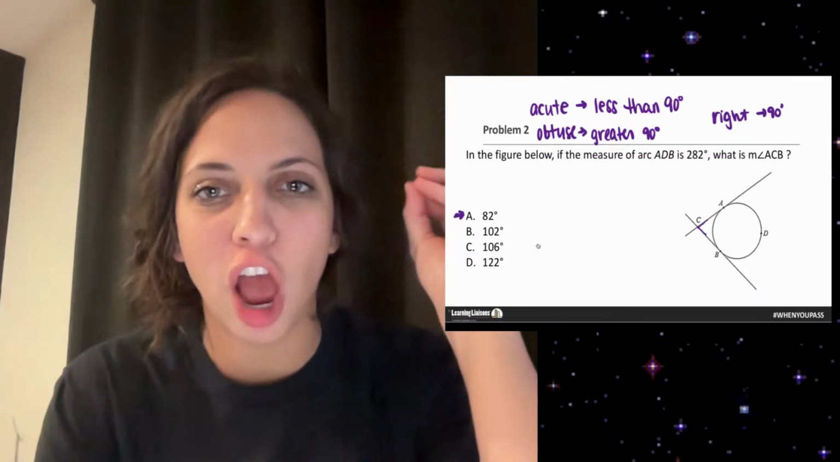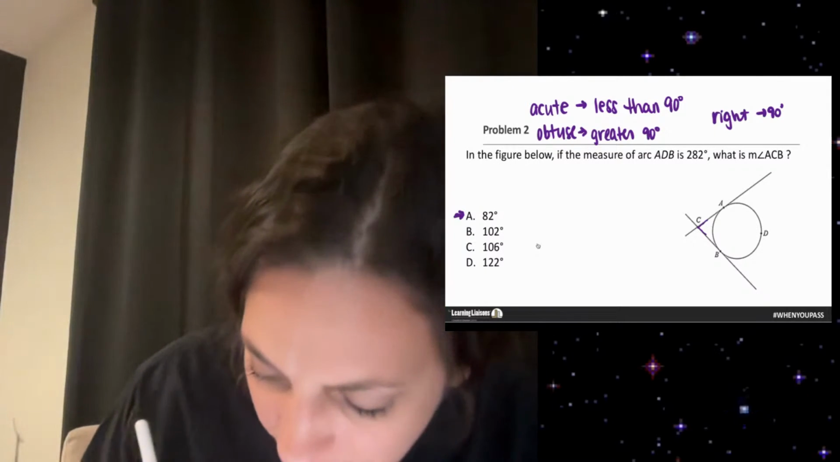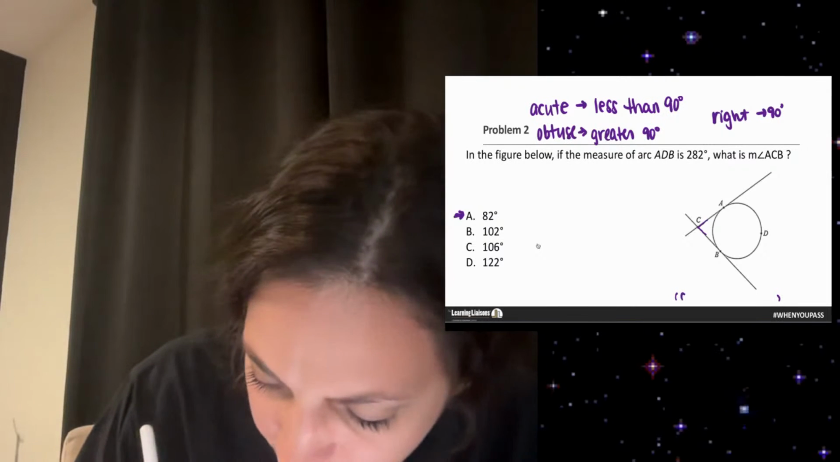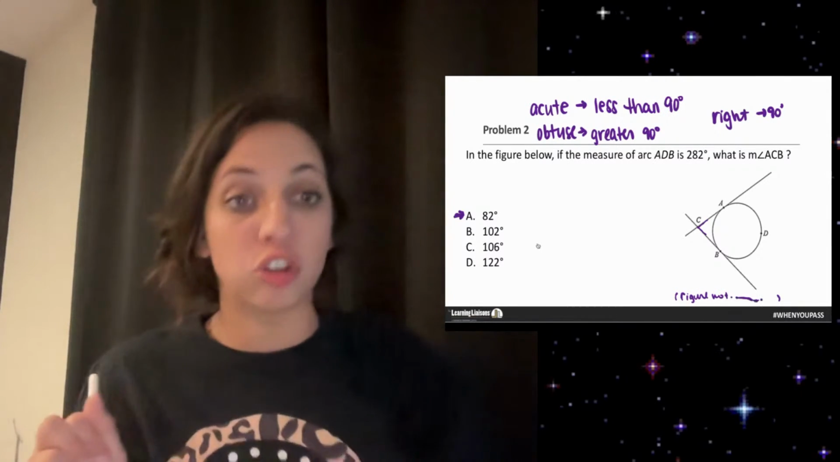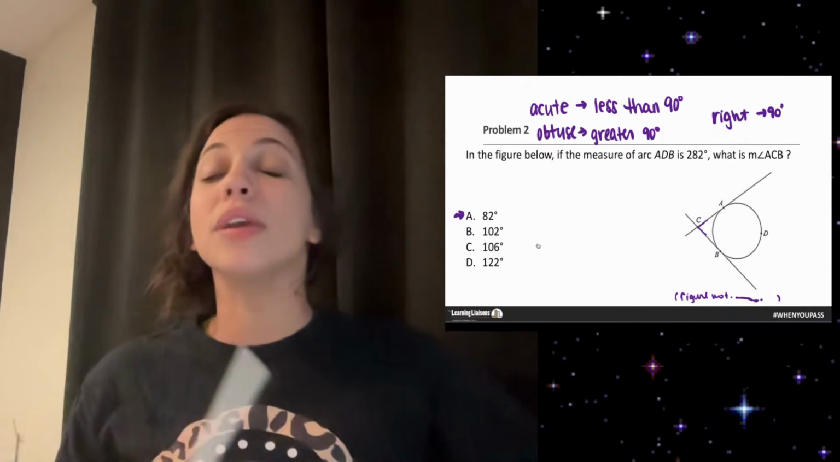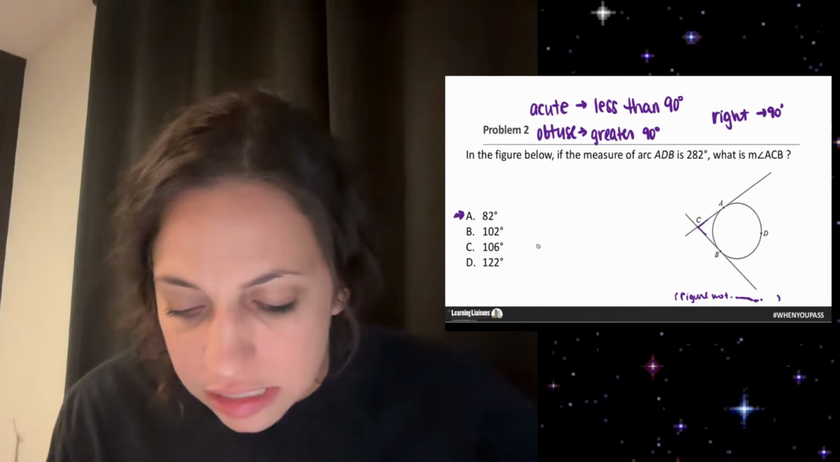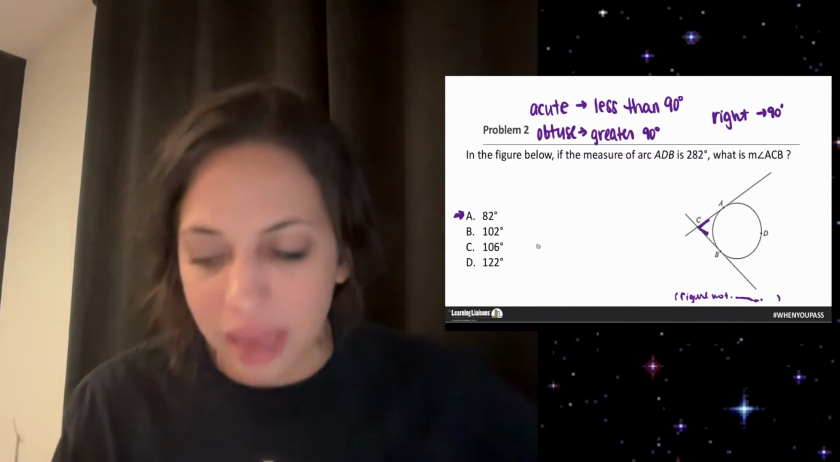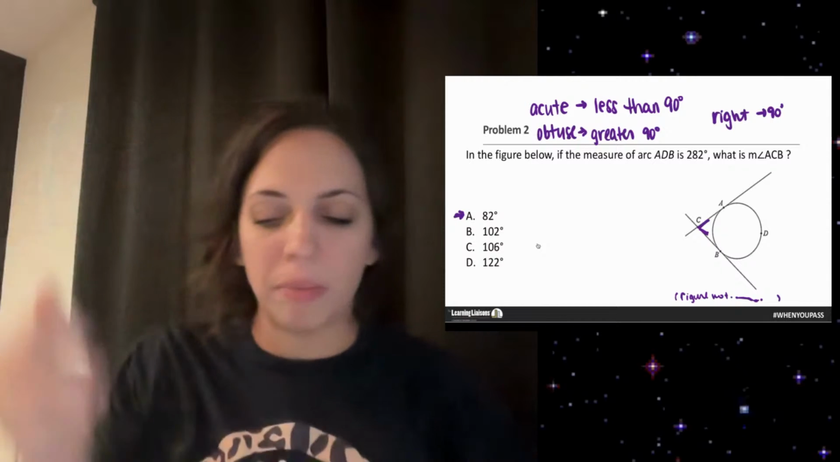Geometry pictures are not always drawn to scale. In fact, you'll often see a little note under here that says figure not drawn to scale. You'll often see that note, and you can't assume that it is drawn to scale. So by looking at this and saying it looks like an acute angle, that does not mean that it is an acute angle. So how do we figure this problem out?